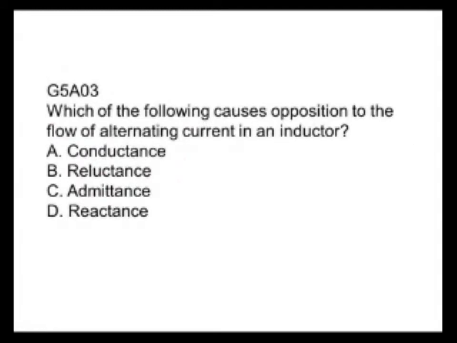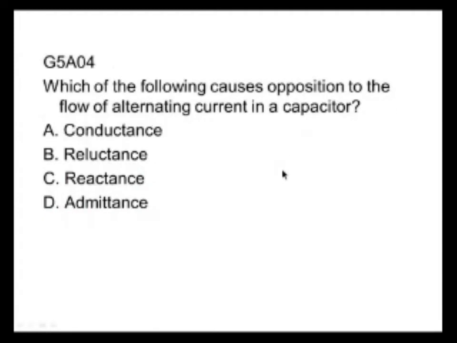Which of the following causes opposition to the flow of alternating current in an inductor? This is reactance. In this case, it's inductive reactance. Which of the following causes opposition to the flow of alternating current in a capacitor? Again, it's reactance. In this case, it is capacitive reactance.